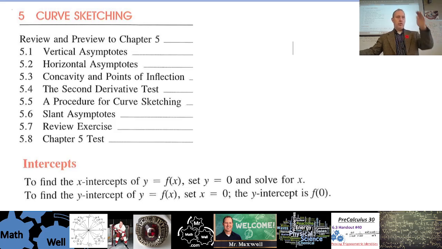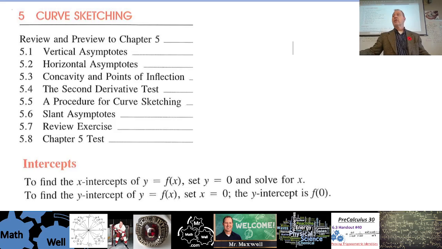We already know about local extrema, right? About local maxes and mins. We know from Pre-Cal 30 about end behavior and intercepts and all that sort of stuff. The second derivative will tell us about concavity, whether it opens downward or opens upward over an interval.